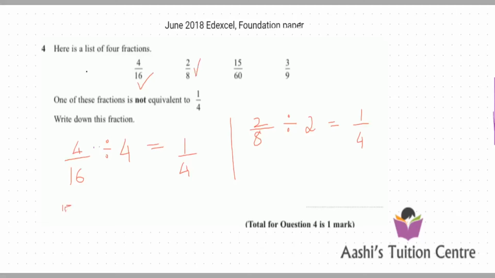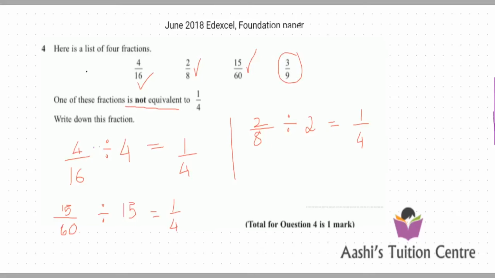15 over 60. Now you might have to use a calculator, but 15 divided by 15 is 1, and 60 divided by 15 is 4. So you can divide both the top and bottom by 15, and you get 1 over 4. So you can look at the question again. It says one of these fractions is not equivalent, so three of these satisfy, and the one that's not equivalent is the last one, but you can still try it out.